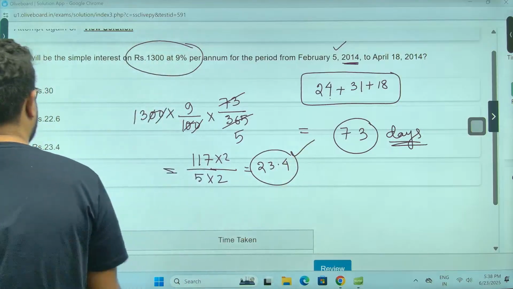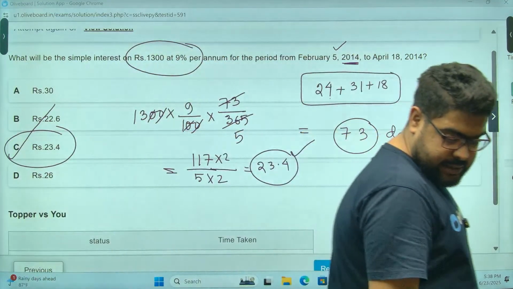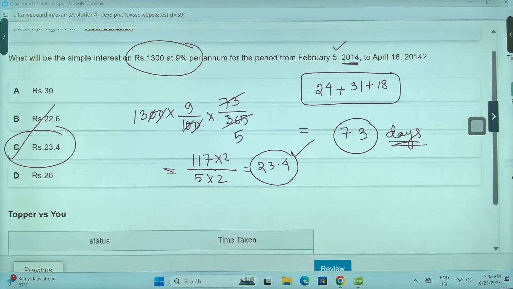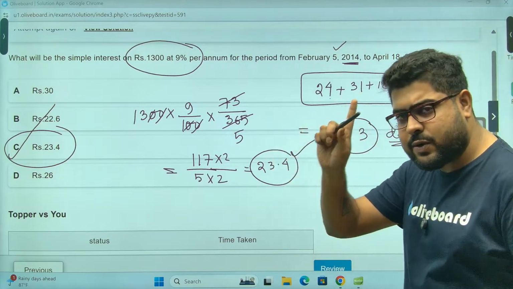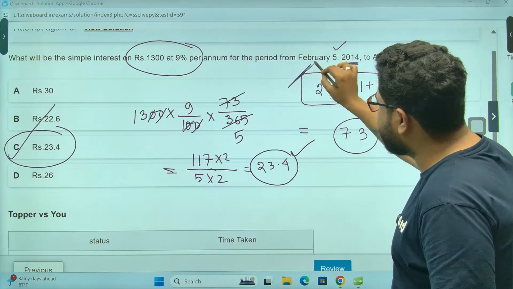My answer है क्या? Option C, sir. Option C is the answer. Yes, 23.4 rupees is your correct answer. Very simple. It's not difficult, but again, देखो गलत होता है इधर. क्या गलत सर? Here is the chance of making a mistake.